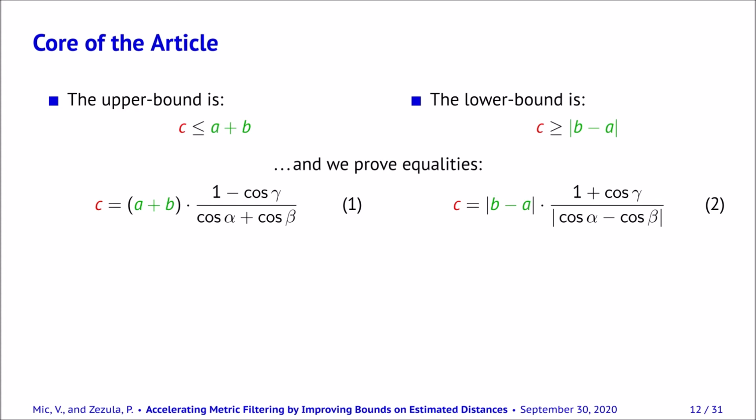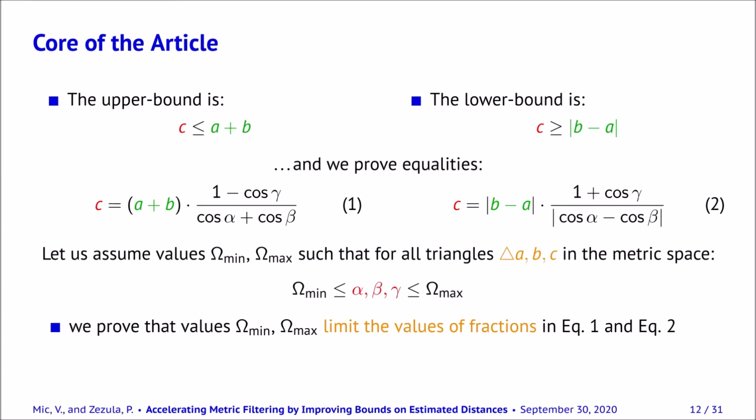Similarly, the lower bound on C is given by a difference of B and A. We prove that distance C is equal to a difference of B and A multiplied by another function of angles alpha, beta, gamma. There is a special case for this equation. If B equals A, then the right side of the equation forms an indefinite expression, since it equals 0 multiplied by infinity. This is a correct feature of this equation, since if B equals A, then C cannot be expressed using the zero difference of B and A and the sizes of angles alpha, beta, gamma.